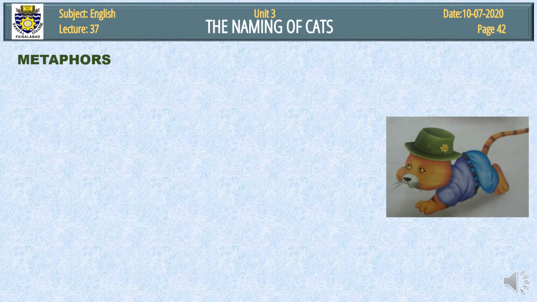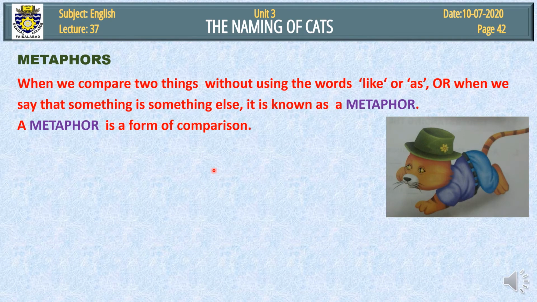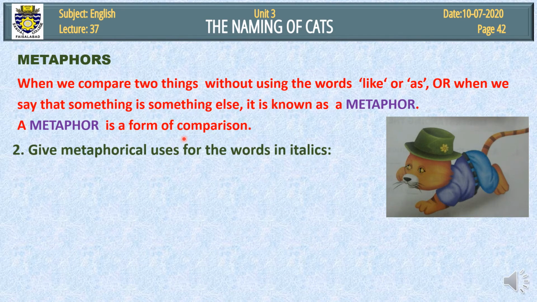Now, metaphor again for your understanding. When we compare two things without using the words like or as, or when we say that one thing is something else, it is known as a metaphor. A metaphor is a form of comparison, as simile is. We'll solve question number 2.